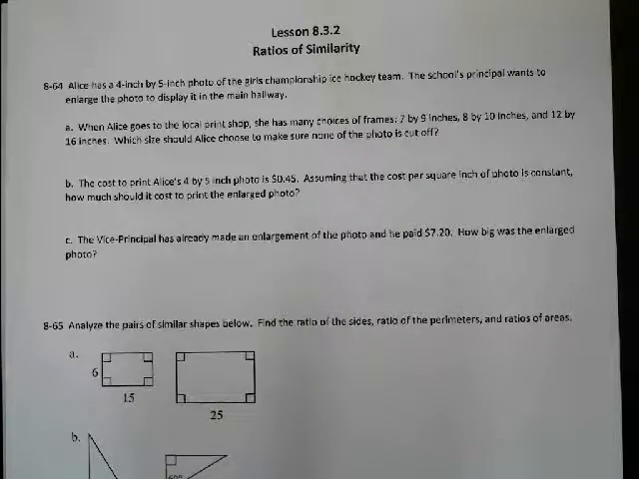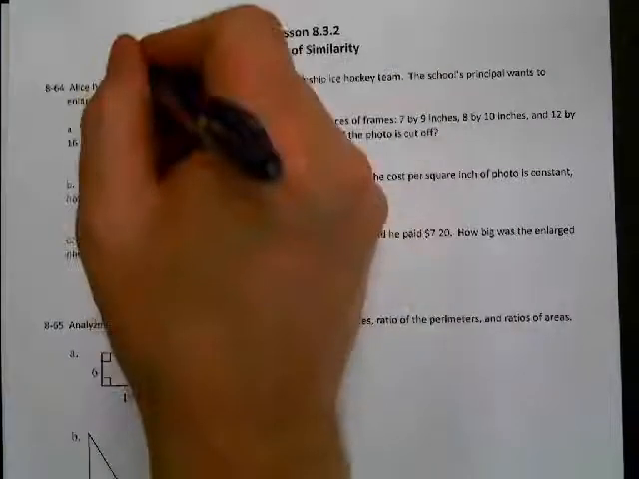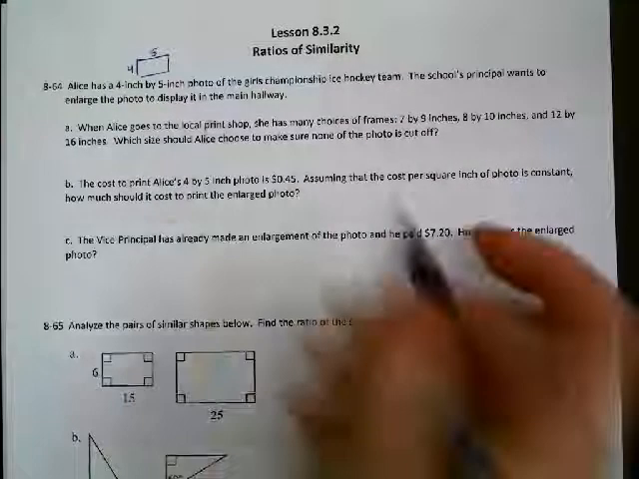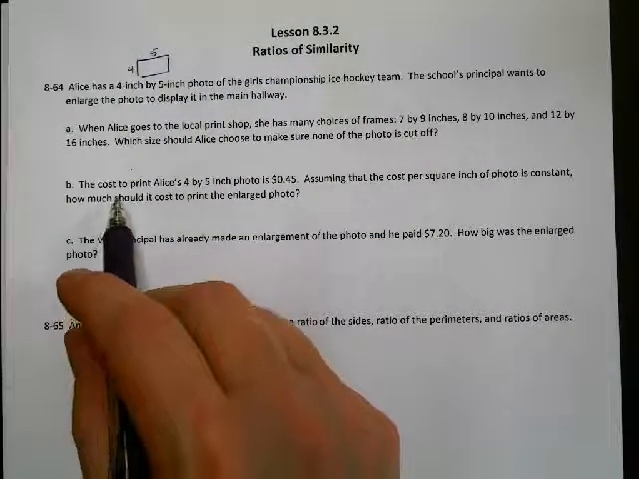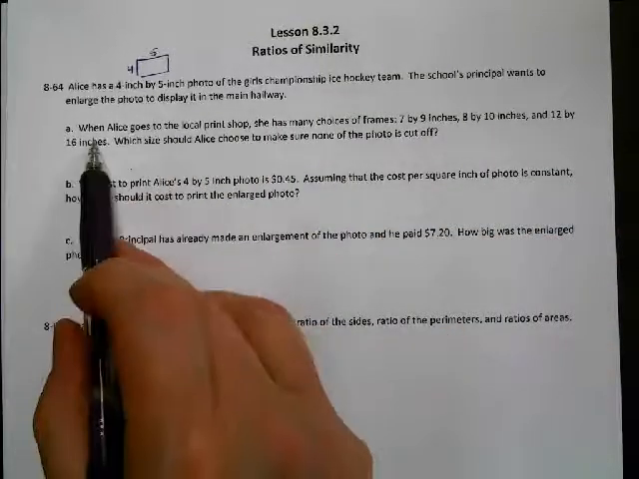All right, 8-64. Alice has a 4-inch by 5-inch photo of the girls' championship ice hockey team. Okay, so from the last problem. The school's principal wants to enlarge the photo to display it in the main hallway. So he wants to take a 4 by 5-inch photo. So it's going to be 4-inch by 5-inch. Maybe it goes the other direction. I don't know. And they want to display it in the main hallway. All right. How much do they want to enlarge it by? Oh, we don't know yet.